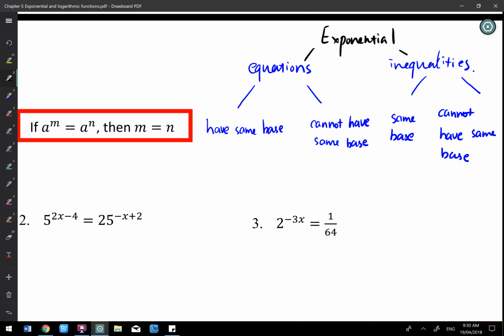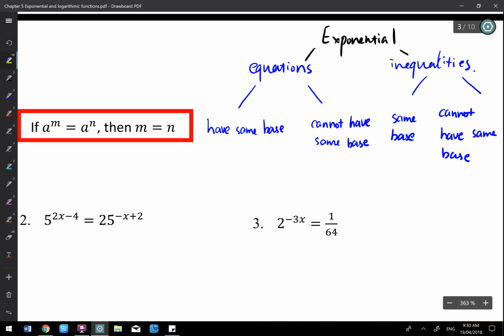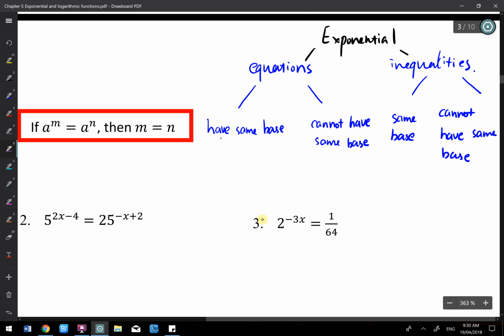Okay, so if we have the same base, we equalize the power. We'll do questions, but this is the theory. If they have the same base, we can equalize the power. This can be any base. They can have base greater than 1, in between 0 and 1, doesn't matter. They have any base.